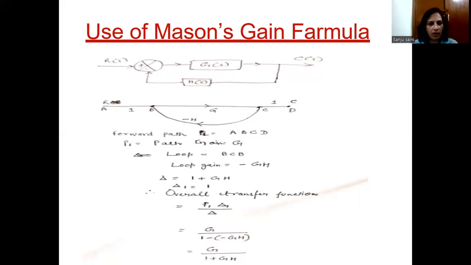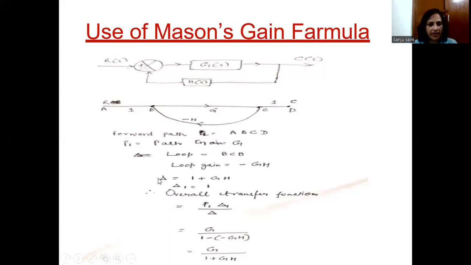Then we have to identify all the possible forward paths between the input node and the output node. Input node is R, output node is C. There exists only one forward path, A, B, C, and D. The associated path gain is 1 multiplied by G multiplied by 1, which is equal to G. Similarly, we can identify only one loop, that is B, C to B, and its loop gain is minus GH. As there is only one loop, there is no question of two non-touching loops or three non-touching loops. This is the simplest case I have taken to get the transfer function using Mason's gain formula.